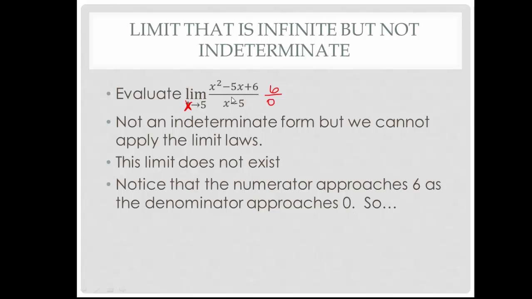At x equals 5, because of this x minus 5, what do you expect to see if you were to look at the graph at exactly x equals 5? You should expect to see a vertical asymptote, which is how we're probably going to get either an infinity or a negative infinity as we look at these limits.